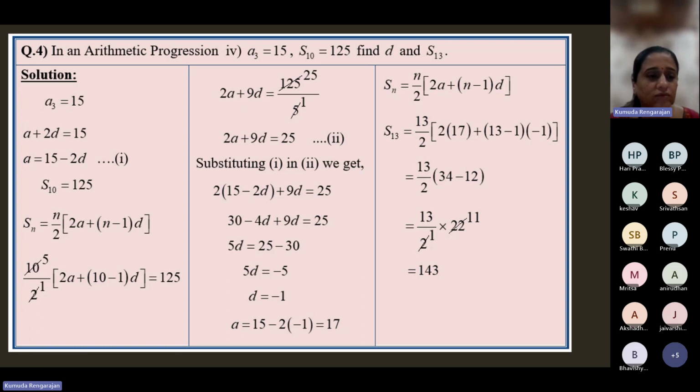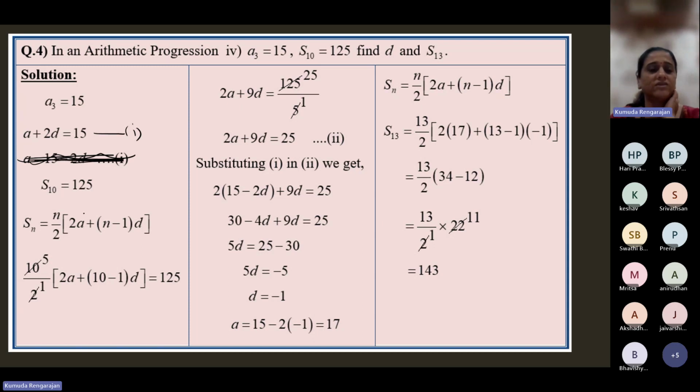Now you will not know that you have to write this. So don't write. See, how will you know? We normally stop at this, right? A plus 2D is equal to 15. We normally call this equation 1 and we stop there. So we don't know that we have to write this. So don't write this.